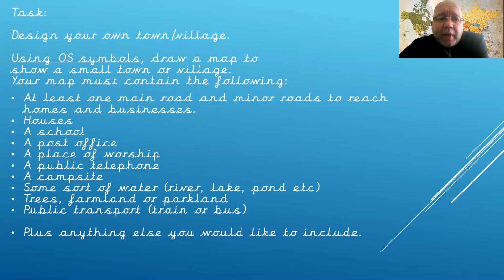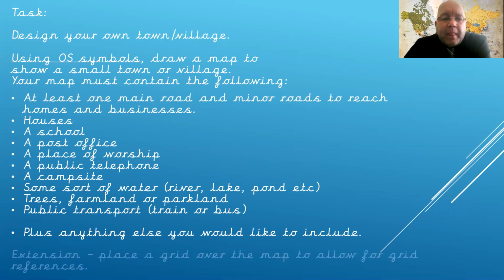Plus anything else you want to include. So there's 10 items on that list. So I want all 10 of those in your town or village somewhere, but then you can add other things if you want to. Okay, so whatever other things, whatever other symbols you would like to include, you go for it.